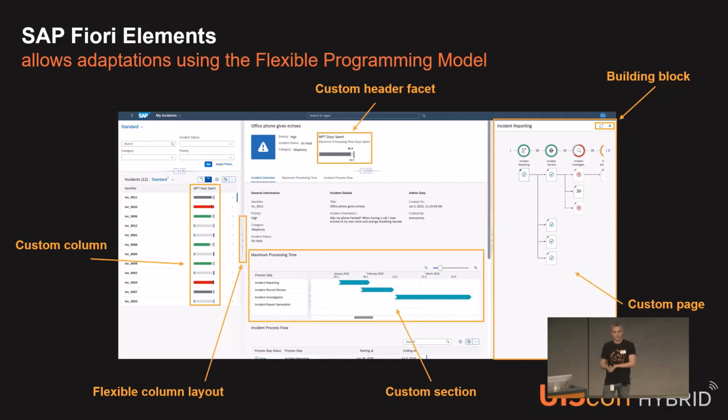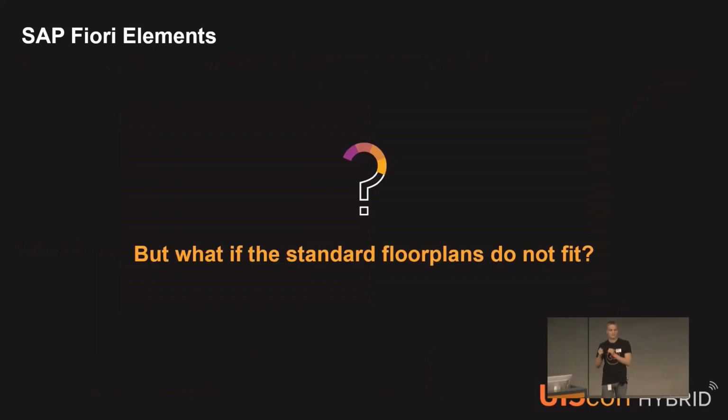You have exactly the application that you need. But what if the standard floor plans do not fit? So usually you would have two different options. You could still commit to a floor plan, add a lot of custom extensions to make the floor plan yours. Or you could just go with UI5 freestyle, not use Fiori Elements at all, but of course you miss out on all the great capabilities Fiori Elements offers. So of course that's not perfect.